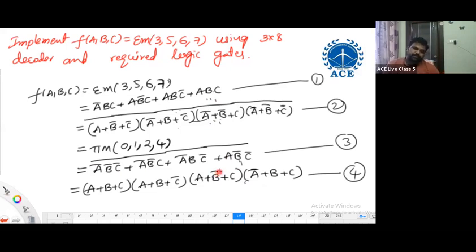Understand correctly. 1 is SOP, confirm. 2 looks like POS, but if you are applying complement, we are getting SOP only. So 3 looks like SOP. No. After complementing, if you are including this complement, we are getting same expression, equation number 4, which is POS.